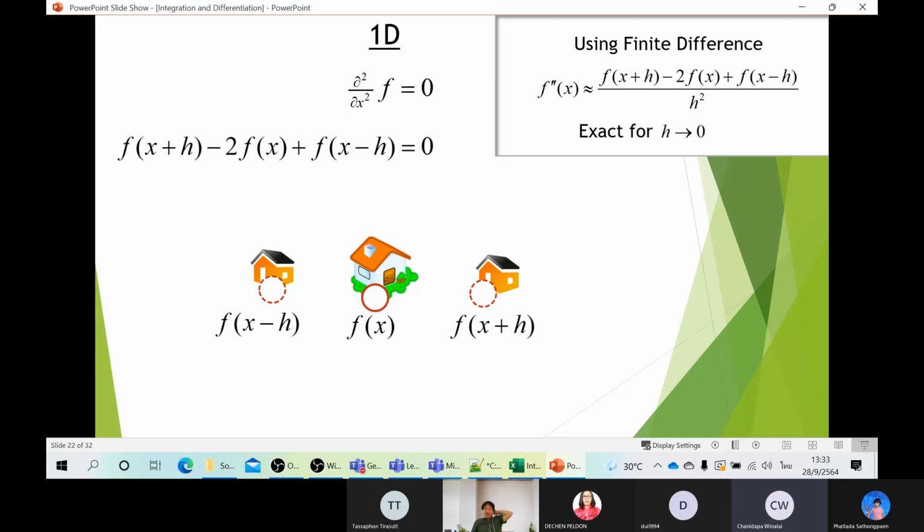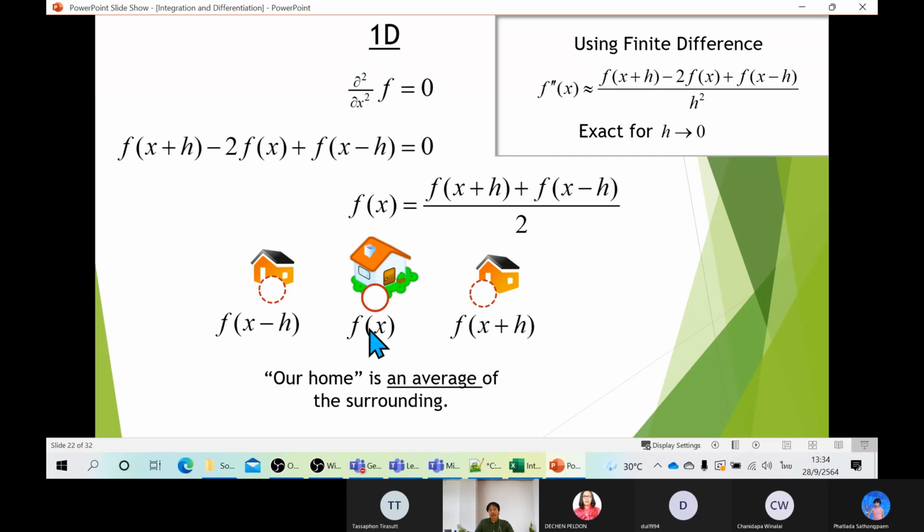Very good. So we can say that we can multiply h square on both sides. When you do that, on the right you still get 0. On the left, it will cancel the dividing h square there. Okay, very good. So with that beginning expression, I can rearrange the terms a little bit, and I get that pattern, which is my home, myself, is my neighbor on the right plus on the left, divided by 2. That's a very curious pattern. Divided by 2, what does it mean? It means my home is an average of the surrounding, okay?